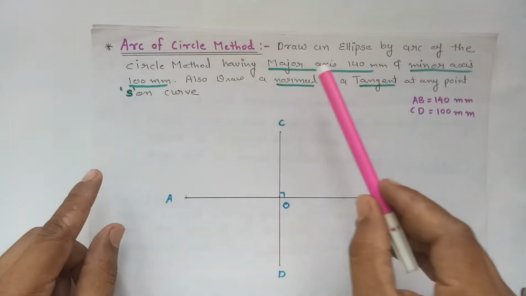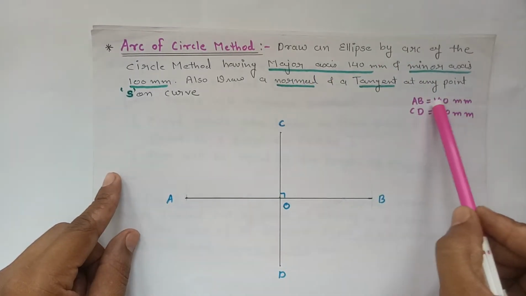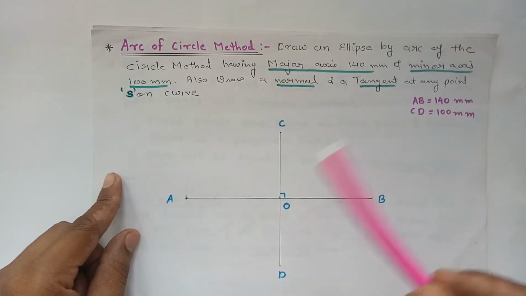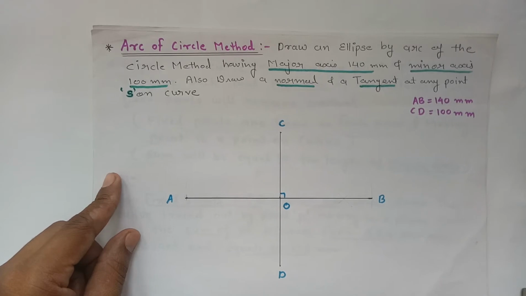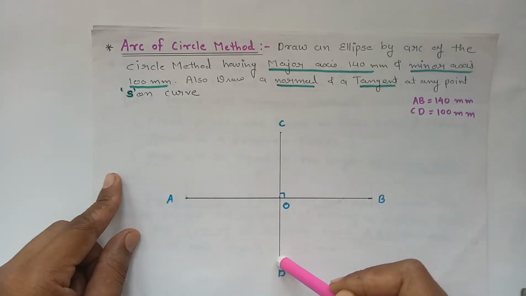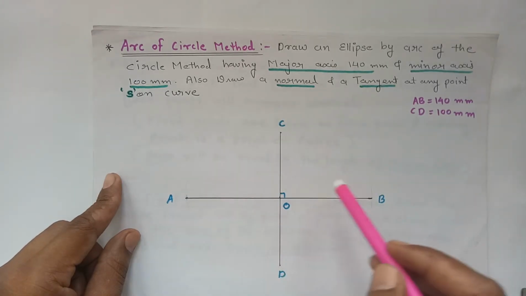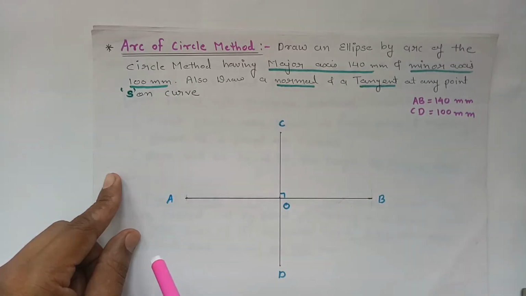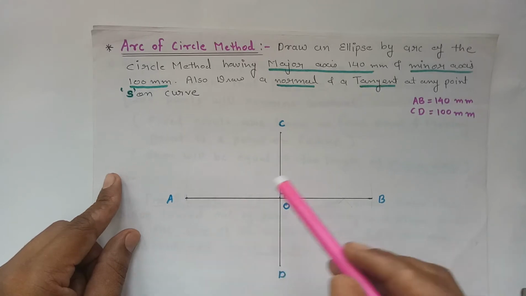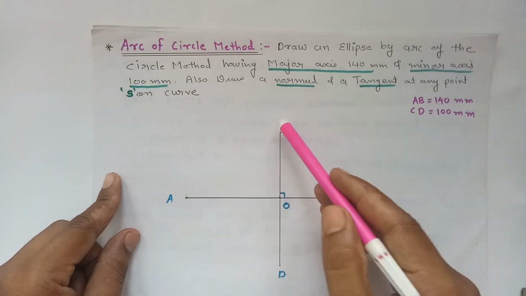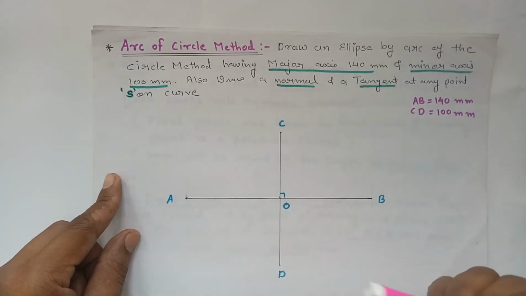So now we have to draw an ellipse using the arc of the circle method. The given data is major axis 140 mm, minor axis 100 mm. First of all, we have to draw the major axis and the minor axis. AB is the major axis, CD is the minor axis. Make sure that AB major axis and CD minor axis are perpendicular bisectors of each other. So the distance from O to A is equal to O to B, and the distance from O to C is equal to O to D.